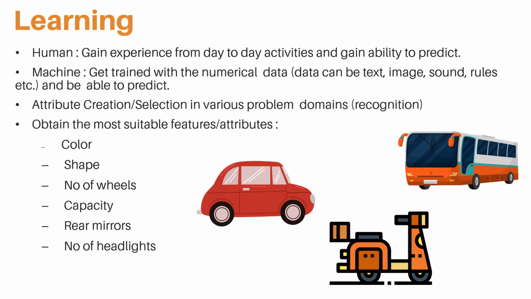But when it comes to machine learning, the machine gets trained with numerical data, and that data could be text, image, sound, rules, and it will develop the ability to predict something. So next time when a new car comes, your machine learning program will identify that this car has similar features to the older cars it looked at, and then it can easily predict, yes, this looks like a car, and this looks like a scooter or a bus. So this is the basic difference between the traditional programming approach and machine learning.